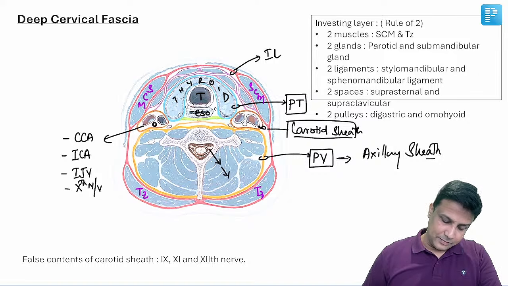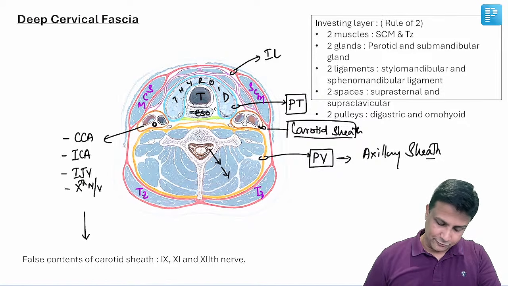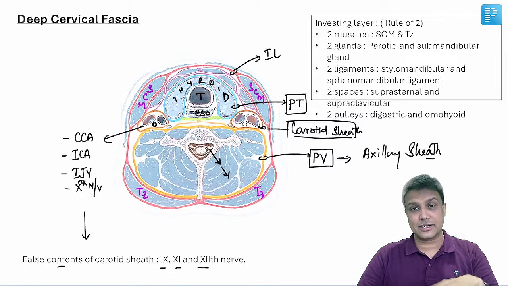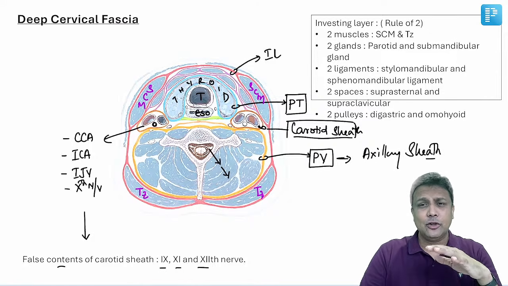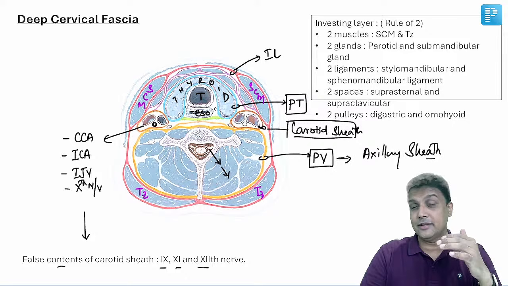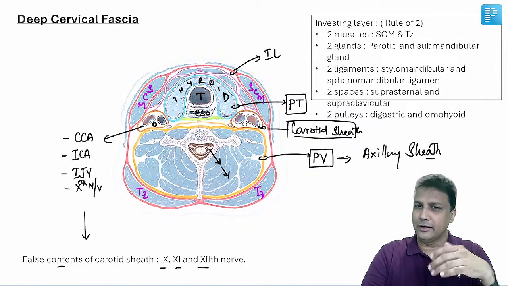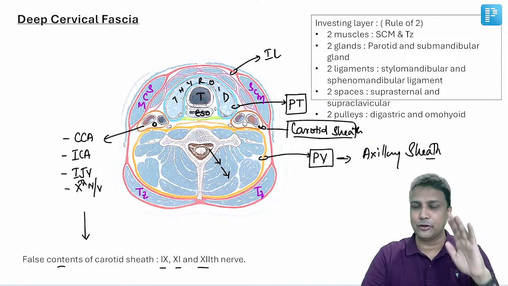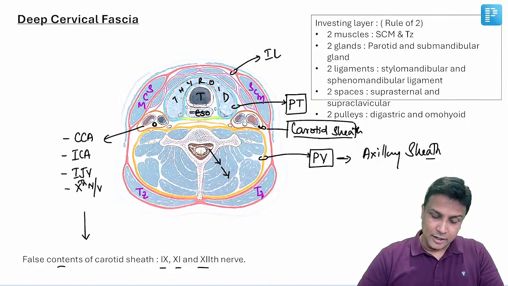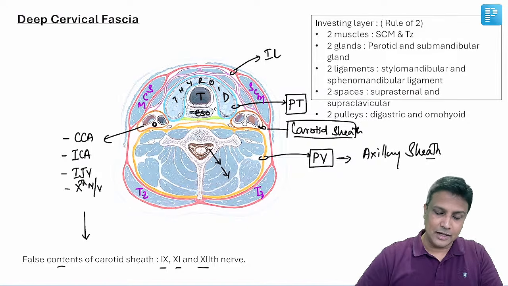But apart from that, please remember these contents also, there will be like false contents. That is your 9th nerve, 11th nerve, as well as the 12th nerve, which are false contents. Why am I telling you they are false contents? Because they are not present inside the carotid sheath throughout its length. They're just present in the upper, cranial part of it, not throughout the length of the carotid sheath.